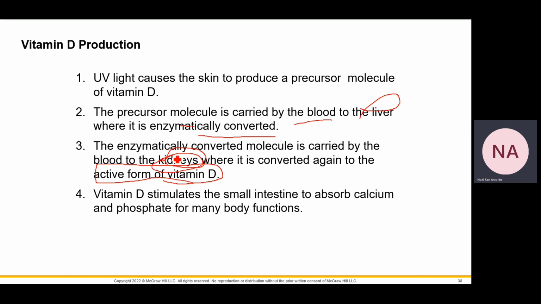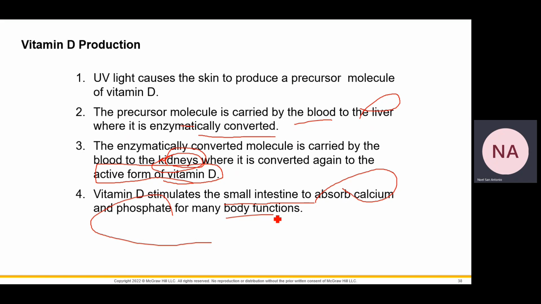Diba? Ano ba ang role ng vitamin D? The function of vitamin D is to stimulate the small intestine to absorb calcium and phosphate for many body functions. Kaya saan ba importante ang calcium and phosphate? Di ba? Those are two basic elements that make our bones strong and hard. Yan ang nagpapatigas sa buto natin eh.